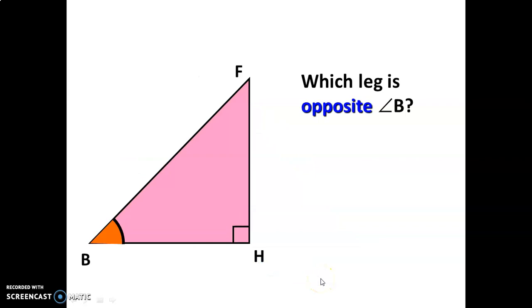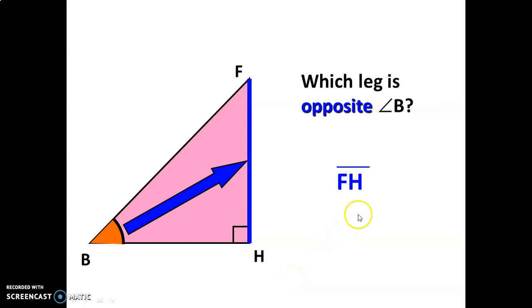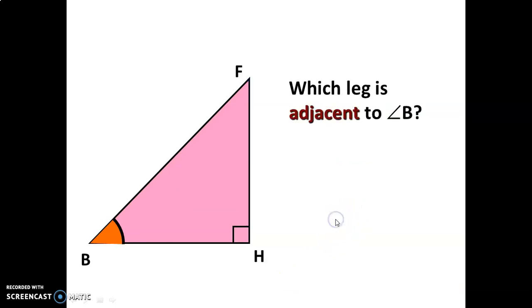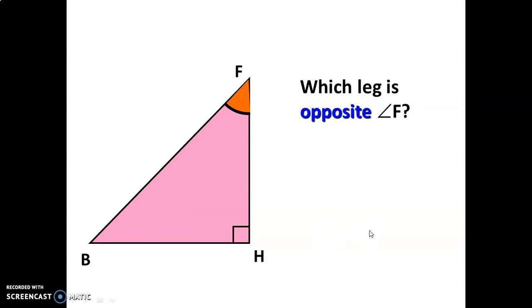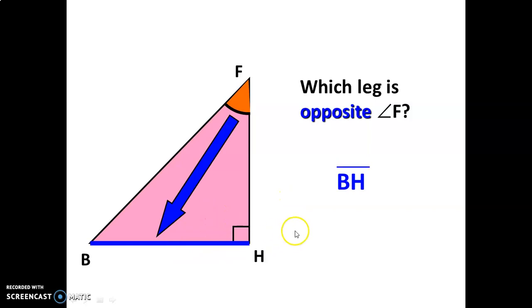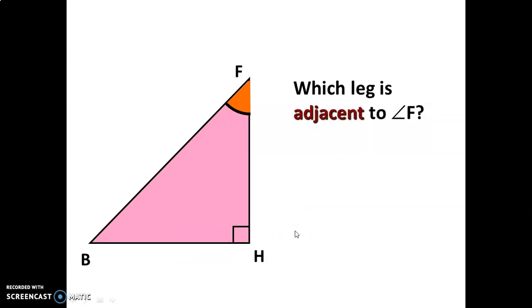Okay, so which leg is opposite angle B? FH, leg FH. Which leg is adjacent to angle B? BH, that leg there. Which leg is opposite angle F? BH is opposite angle F. Which leg is adjacent to angle F? FH, that leg there. Okay, those are the basics.